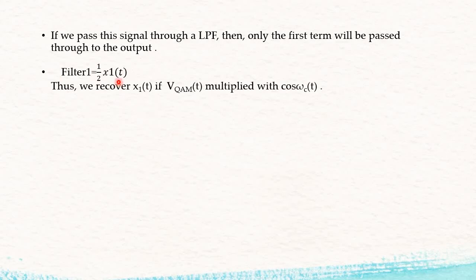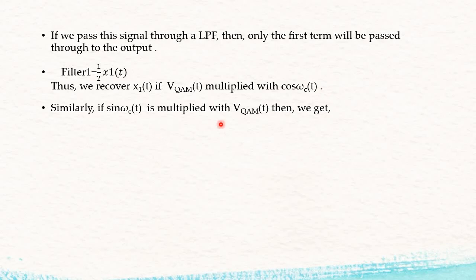Now the output of a low pass filter is half x1(t), where half is nothing but a DC value, just a constant value, so we don't bother about that value. The output of the first filter is x1(t). Thus we recover x1 if the QAM is multiplied with cos omega_c t.